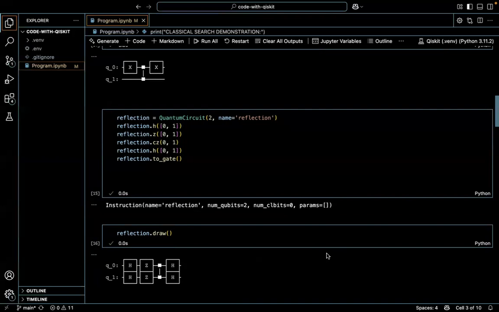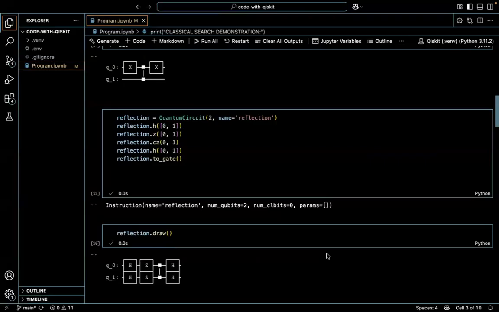Finally, Hadamard gates transform back to our original basis. This reflection operator is important as it amplifies the difference between our marked state and all other states. It increases the amplitude of our target state 1, 0 while decreasing the amplitude of the non-target states. This ensures that our target state will have a significantly higher probability of being measured.